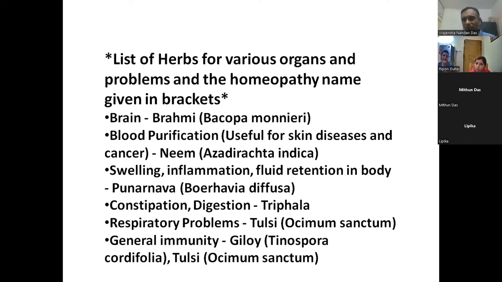Asthma also. Sorry, is asthma a respiratory problem too? Yes, yes. Asthma also, tulasi is very useful.